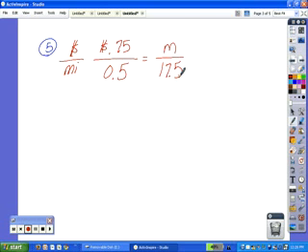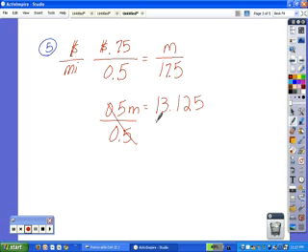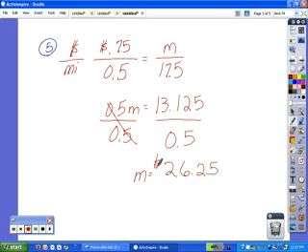So to solve the proportion, we cross multiply. M times 5/10 is 5/10 M. And then we have to cross and multiply 75 cents times 17 5/10, which will give us 13 125 thousandths. Then we would divide both sides by 5/10, and it would come out to be $26.25 that mom would have to pay.